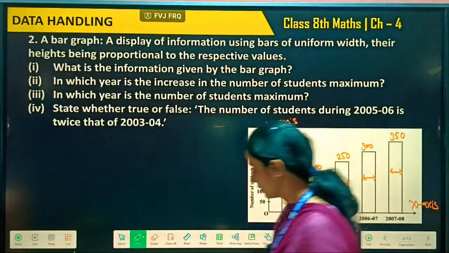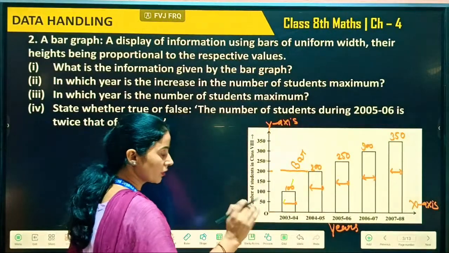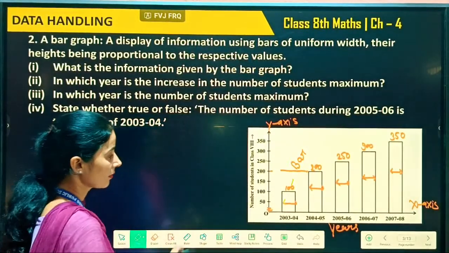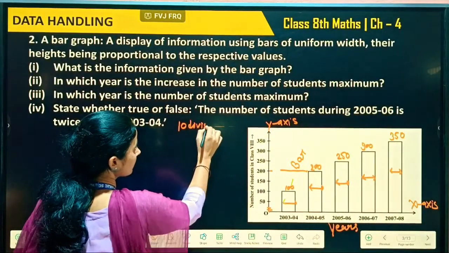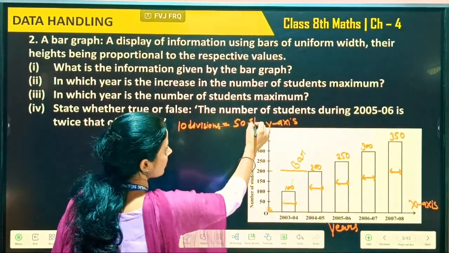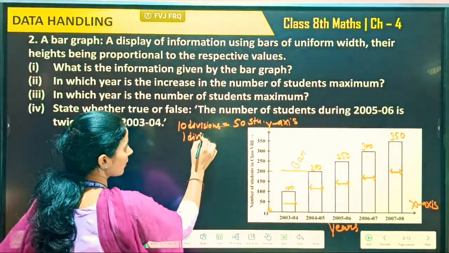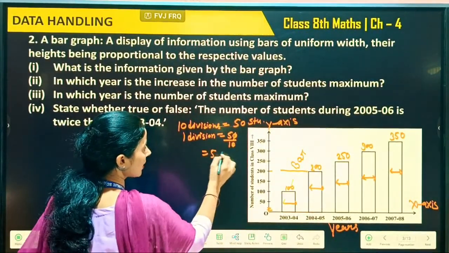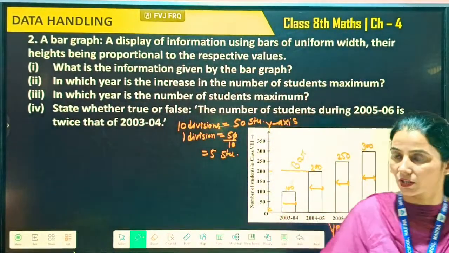Now see, answer some question. First of all, we need to define a scale. In your graph paper, if you look exactly, you will find there 10 fine lines. So these 10 divisions represent 50 students. So one division will represent 50 by 10, that is 5 students. One fine line on your graph will represent 5 students.